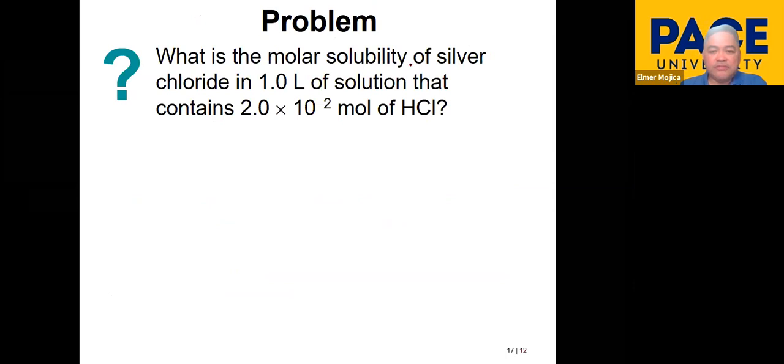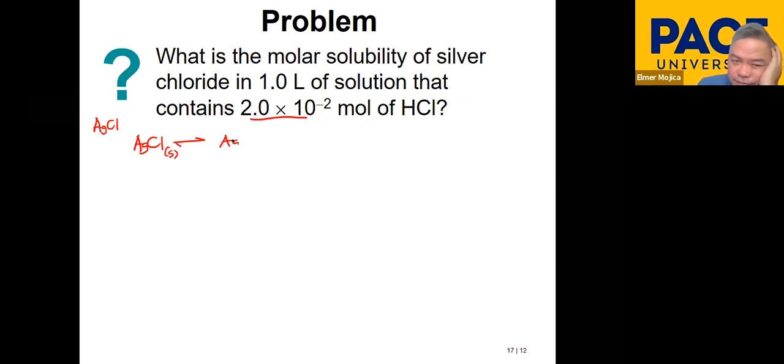What is the molar solubility of silver chloride in 1 liter of solution that contains 2.0 times 10 to the negative 2 moles of HCl? Maybe before we solve this one, what if we just get the solubility of silver chloride? The normal one. So this is the reaction that you have.